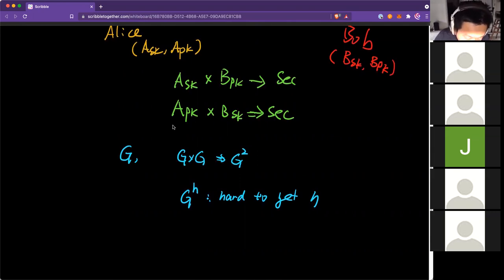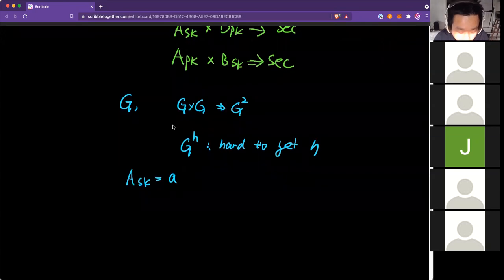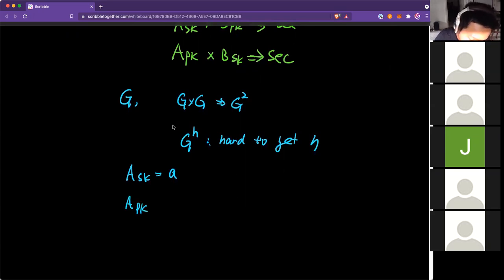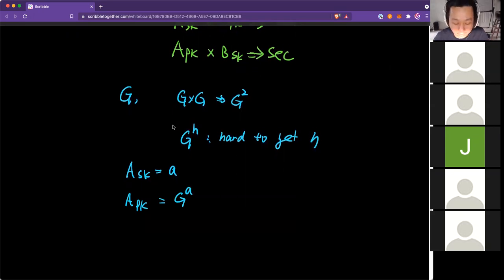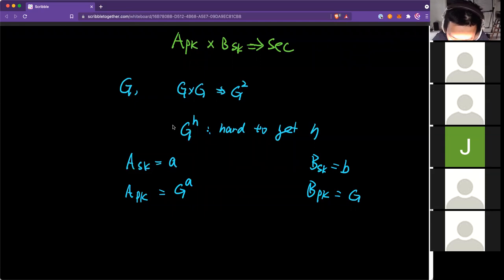let's say Alice's SK is equal to A, and the group element is public. How does Alice generate this A? It should be sampled randomly. This is a secret, so you have to sample randomly, otherwise people can guess it. For the PK, it simply computes G to the power of A. And let's say Bob's SK is B, then Bob's PK is G to the power of B.